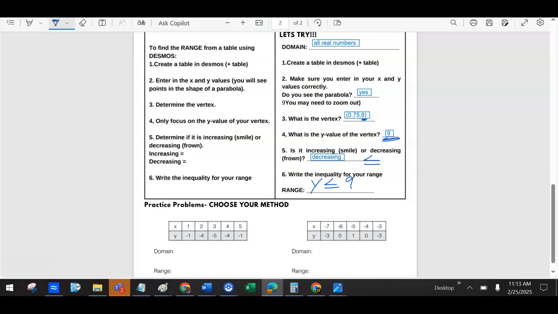Now, I want you to try these bottom two. You can do it in Desmos, or you could just do it by taking a look at it, seeing where it changes direction, starts increasing to decreasing or decreasing to increasing, and then write your domain and range. Remember, domain is always all the numbers, range is depending on the vertex.